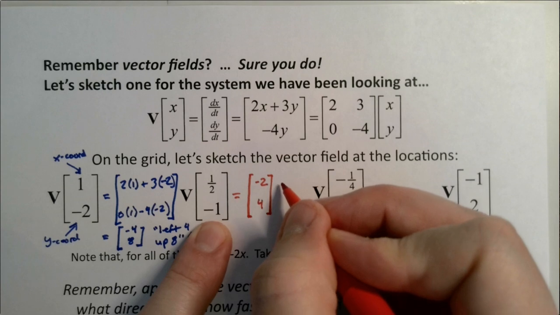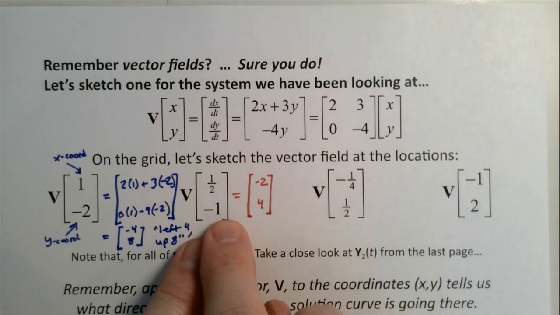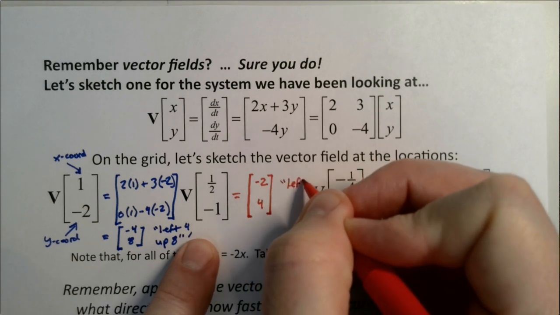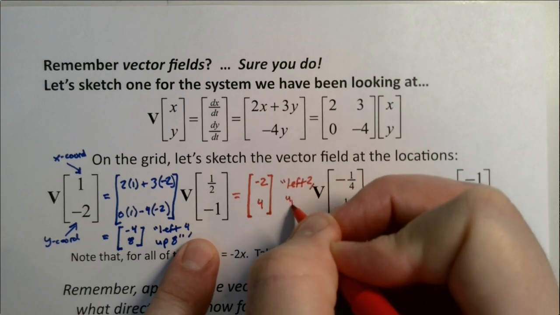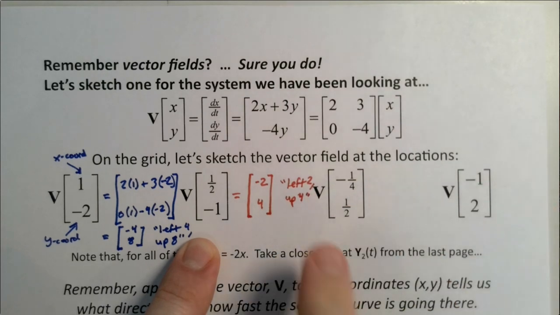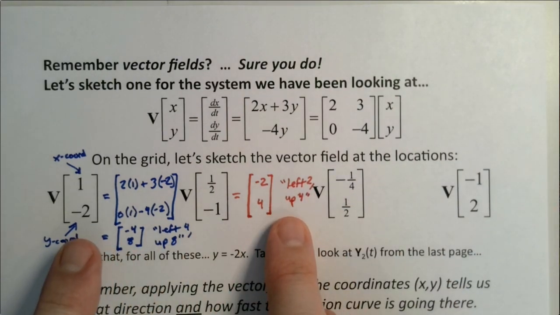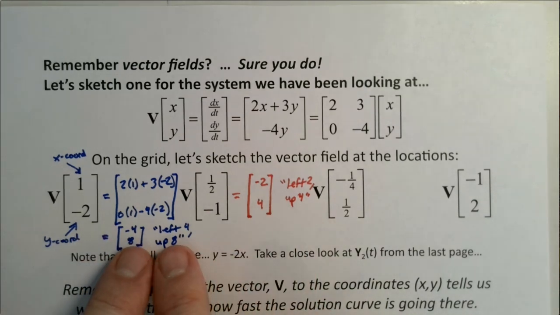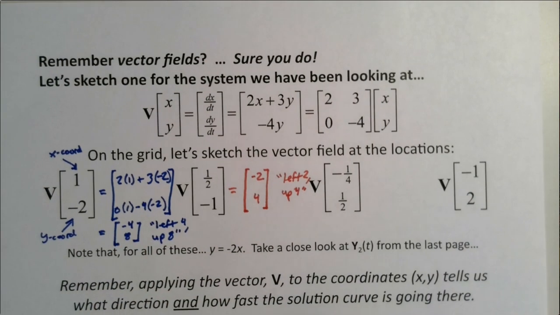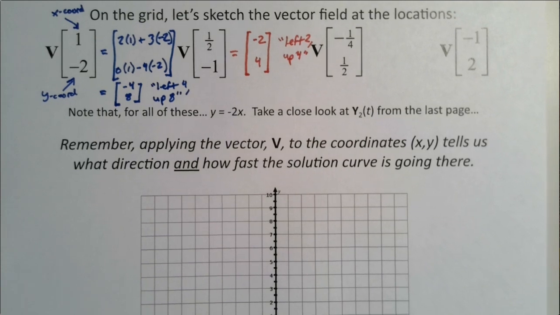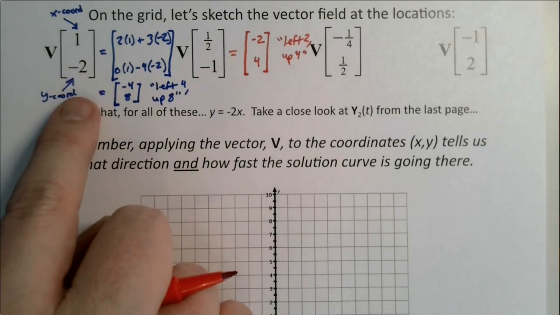So this is telling us at the point 1/2 comma negative 1, this is telling us to go left 2, up 4. Now, you'll notice that in each one of these cases, we're saying we have an x-coordinate and a y-coordinate, and then this vector field value is telling us what the arrow looks like at that point. Now, we can step down here and actually create that vector field one little vector at a time at the coordinate 1 comma negative 2.